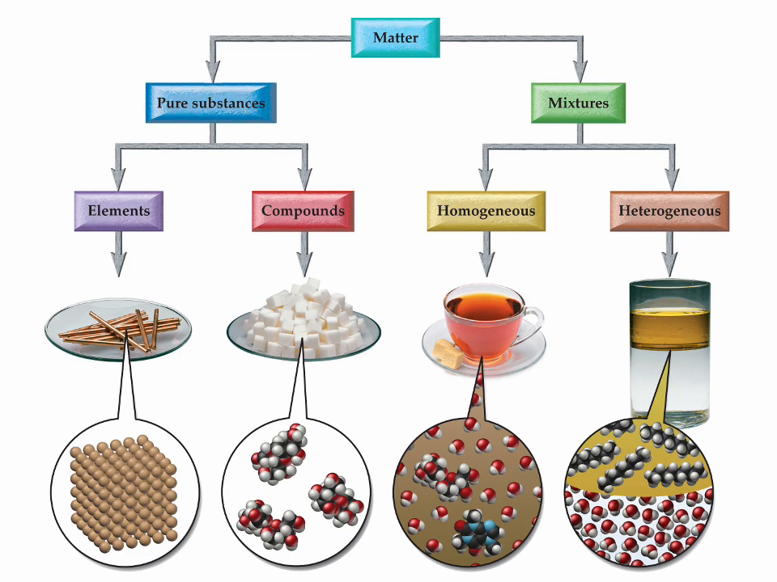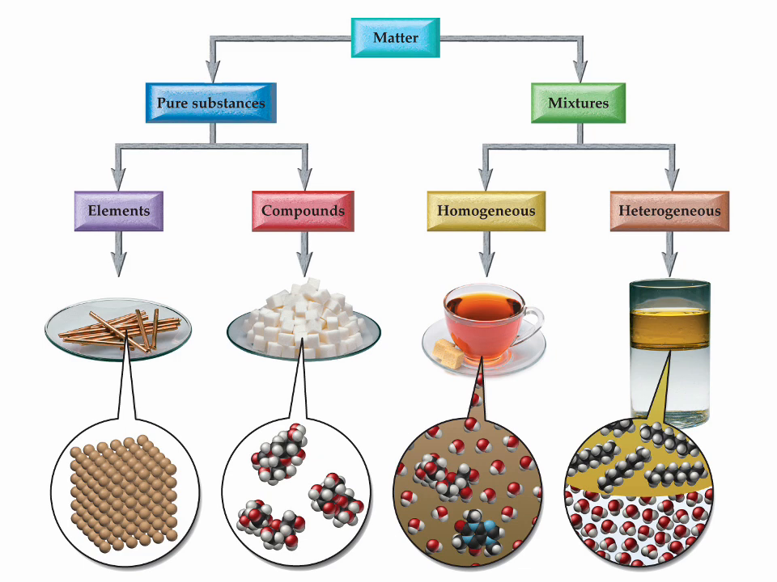Steel is a mixture. It's made of iron and carbon. Iron and carbon are on the periodic table. Iron is a pure element. Carbon is a pure element. If I mix iron and carbon together, I get steel. Steel is a mixture. It's not a pure element because it's made of two things that are mixed together. So, elements, their name is always on the periodic table.